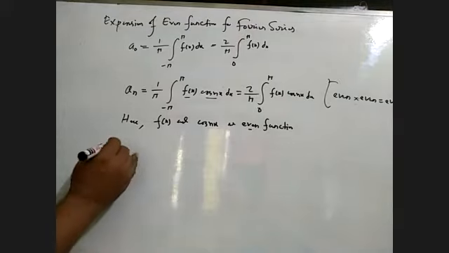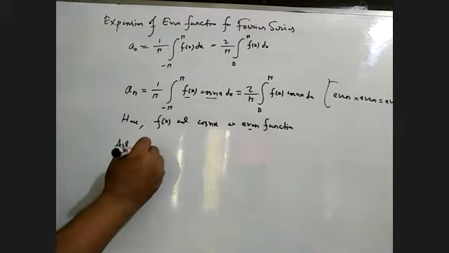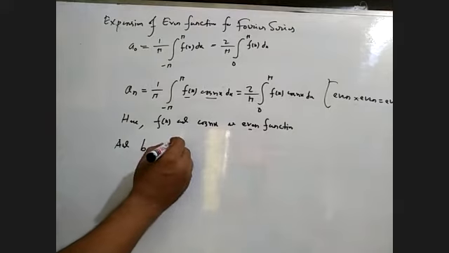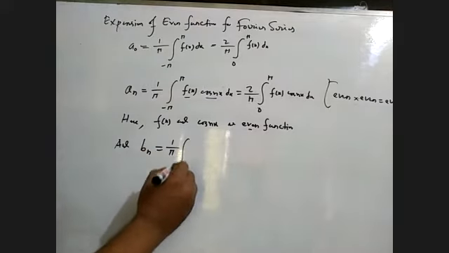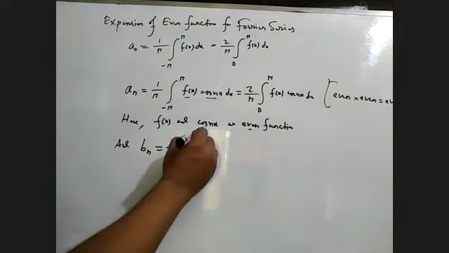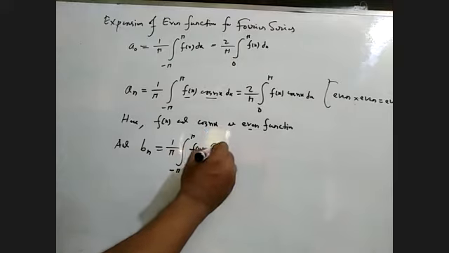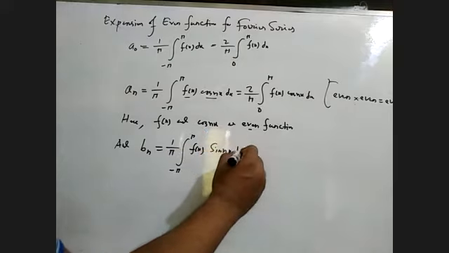Again, the sine coefficient b n equals what will it be? 1 by pi, the integral from minus pi to plus pi of f of x sin nx dx. What will it be?